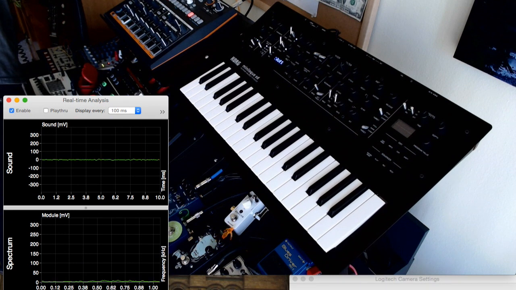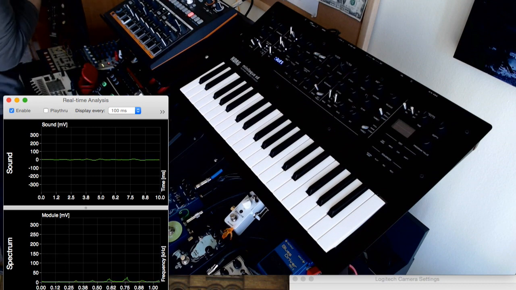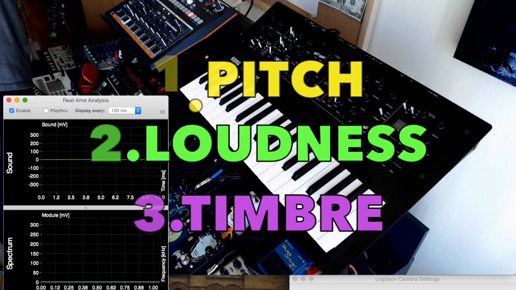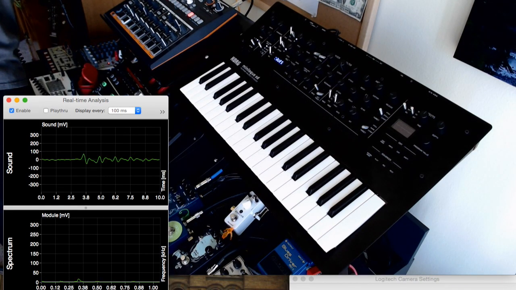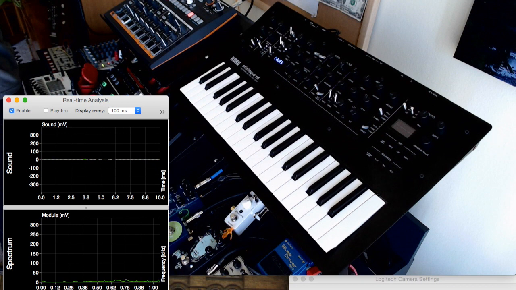What we are doing here has a name. It's called spectrum analysis, and we will use it to look at the 3 characteristics of sound: pitch, loudness, and timbre. Perhaps the easiest thing that a human can differentiate between 2 sounds is the pitch, or how high or low the tone is. Physically, the pitch of a sound is the frequency of the sound wave.